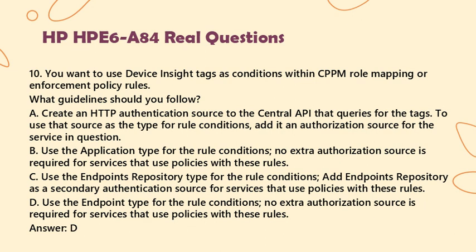B. Use the application type for the rule conditions. No extra authorization source is required for services that use policies with these rules. C. Use the endpoints repository type for the rule conditions. Add endpoints repository as a secondary authentication source for services that use policies with these rules. D. Use the endpoint type for the rule conditions. No extra authorization source is required for services that use policies with these rules. Answer: D.